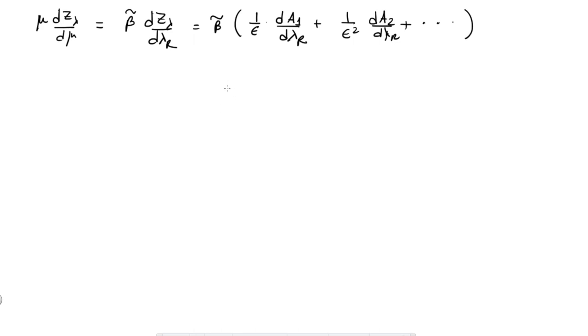Now also recall that we have already argued that 1 over z, mu dz lambda over d mu is finite.